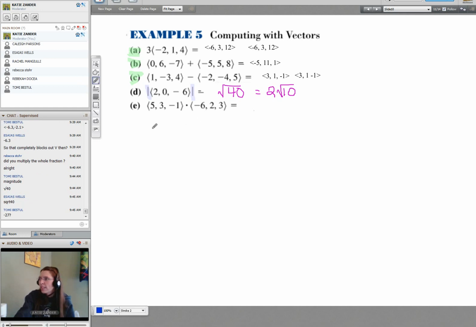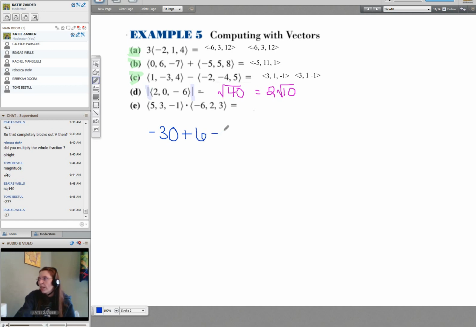Tommy got a -27. Anybody else get that? Isaias did. Good, I'm going to check it out. 5 times -6 is a -30. 3 times 2 is 6. -1 times 3 is -3. Add those all together. Results in a -27. Very good. Any questions with those vectors that have 3 components versus the 2 that we've seen in the past? So really nothing spectacular or extra. You just got to extend the process a little bit when you're finding those.